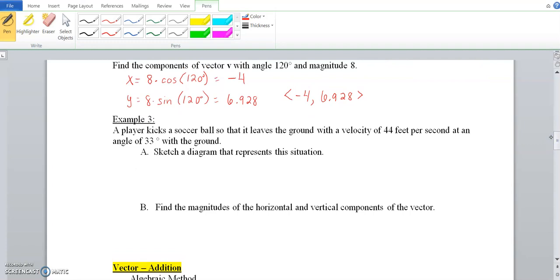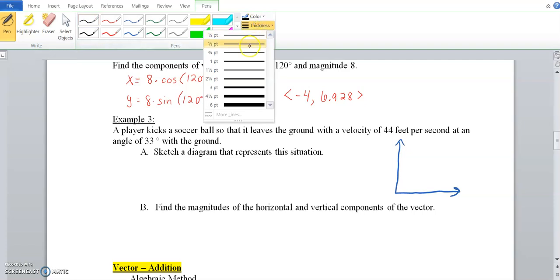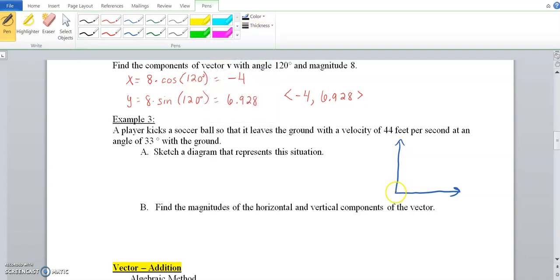A player kicks a soccer ball, and it leaves the ground at 44 feet per second. That's your magnitude, 44, with units of feet per second. The angle is 33 degrees up from horizontal with the ground. If we were to draw that, we've got our y-axis and x-axis. We have this ball kicked at 33 degrees, so we'll label 33, magnitude 44, FPS for feet per second.